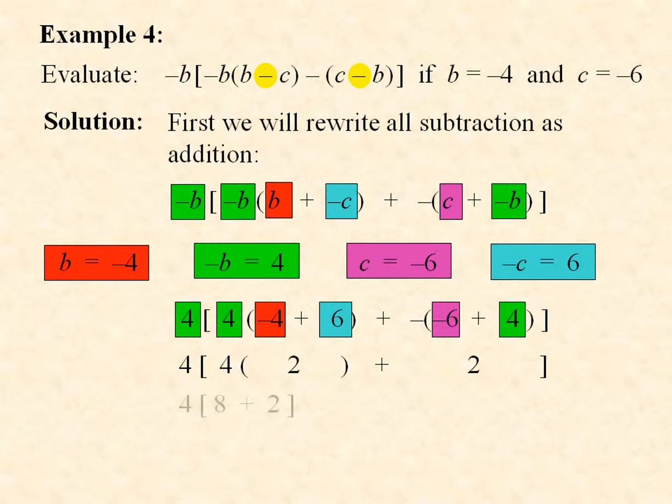Then we finish within the brackets. We do the multiplication first. 4 times 2 is 8, so we have 8 plus 2 in the brackets, which is 10 in the brackets. So we have 4 times 10, which is 40.